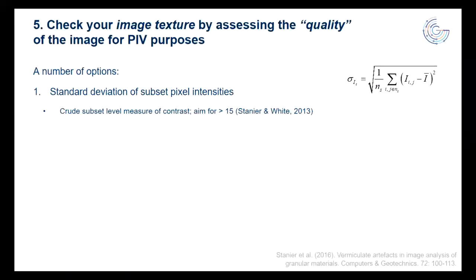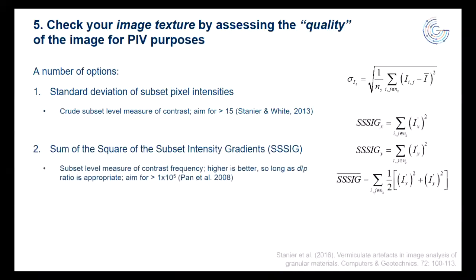And here's a few examples. One thing we might do is take all of our subsets, and for each of them, calculate the standard deviation of the pixel intensities of the subset. This will give you a sort of crude measure of the level of contrast that you've got. And our suggestion is you aim for a value that's greater than about 15, okay?